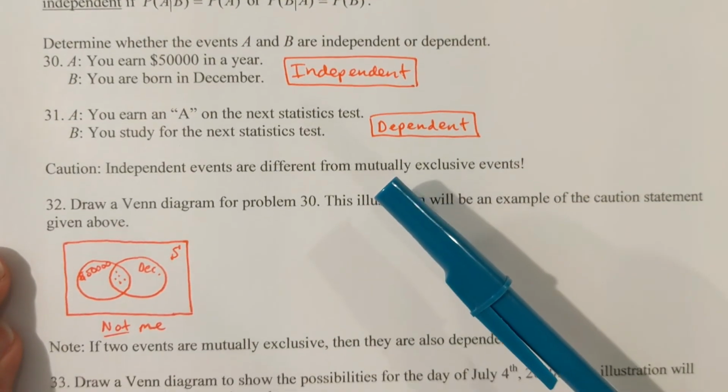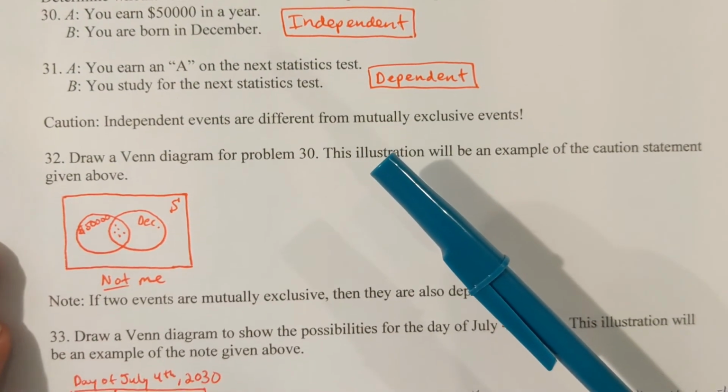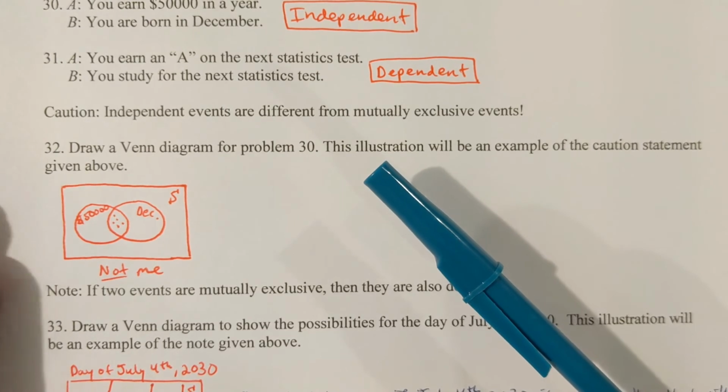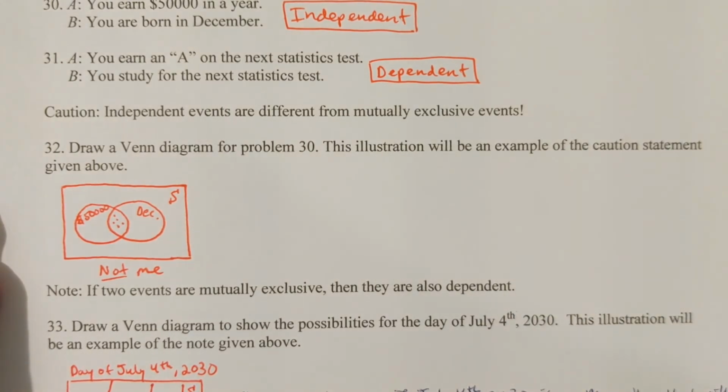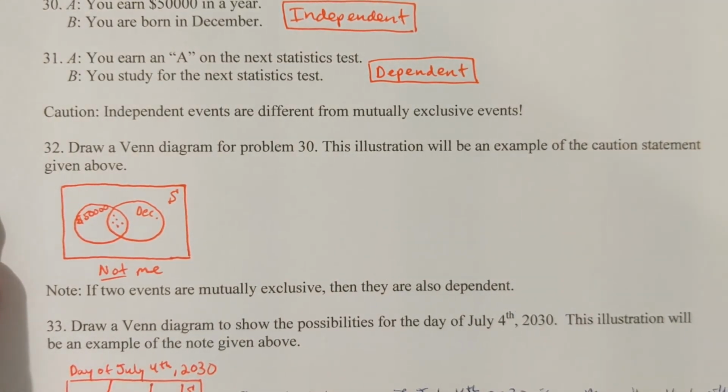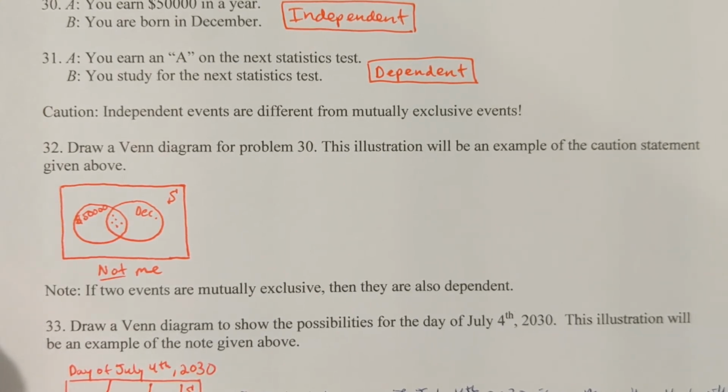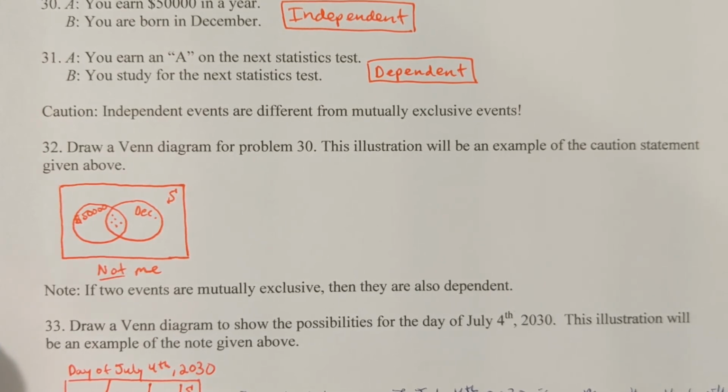There's a caution statement next, which is super important. It says, independent events are different from mutually exclusive events. Students sometimes want to think that these terms are the same, and they're not. Don't get confused with that. Mutually exclusive events, again, just means that the two events cannot occur at the same time. Independent events is different from that.